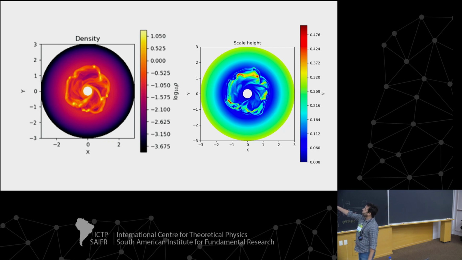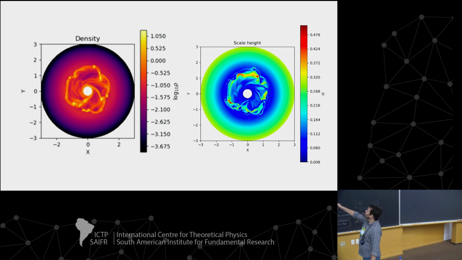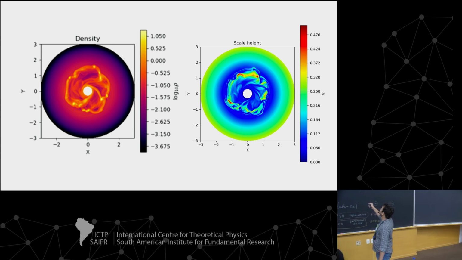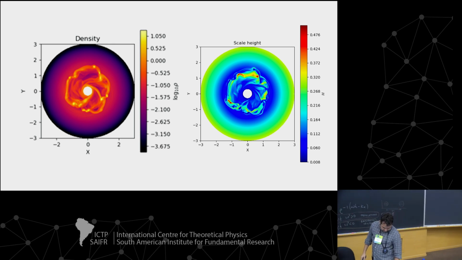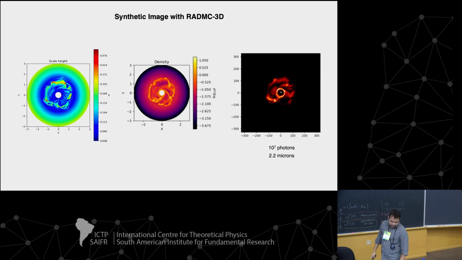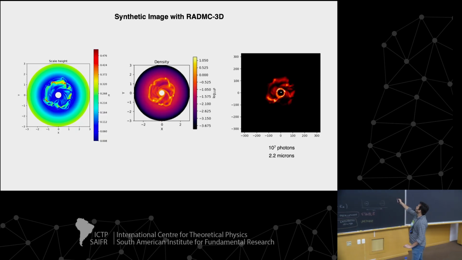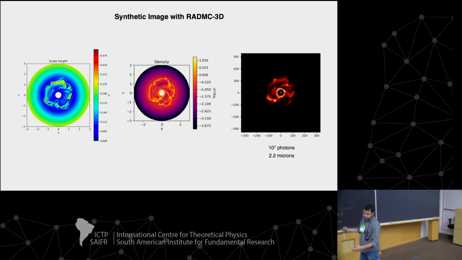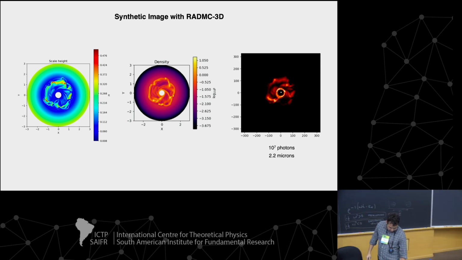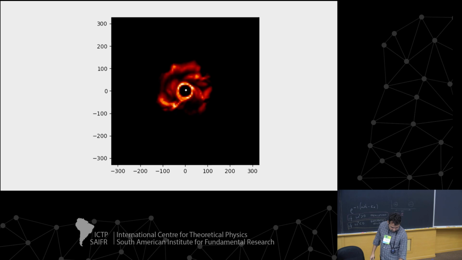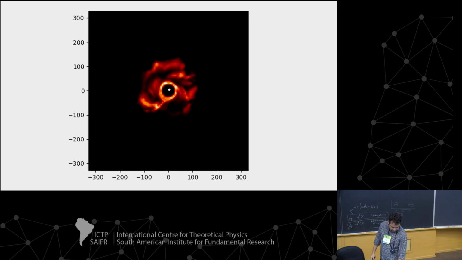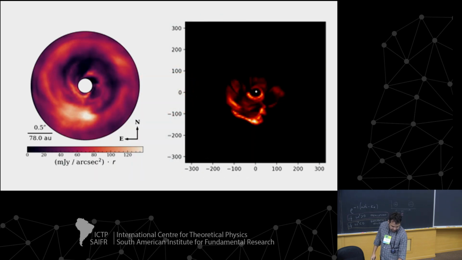Again, the inner part being gravitationally unstable, right? And the outer part being gravitationally stable. So that's the density, and then you measure also the temperature. That's the scale height that you get from the disk. You pass this through a radiative transfer code, and this is what you get, right? So again, doesn't look much, but if you take this image and rotate it to the orientation of the disk, this is what you get, right?